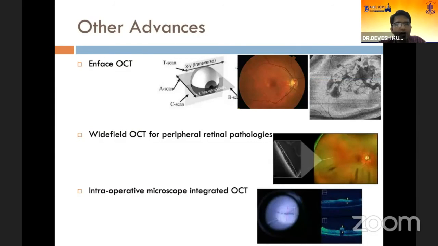The recent advances in OCT include the en face OCT, which provides us with a C scan. Basically, till now we were talking about a B scan. Now, a C scan provides us a surface image. The benefit is that it helps in precise localization of the lesions and how extensive they are, and even minor lesions may be picked up. Another advancement is the wide field OCT for peripheral retinal pathologies, and intraoperative microscope integrated OCT that helps in macular surface procedures.